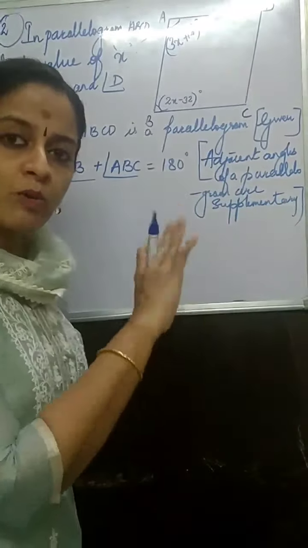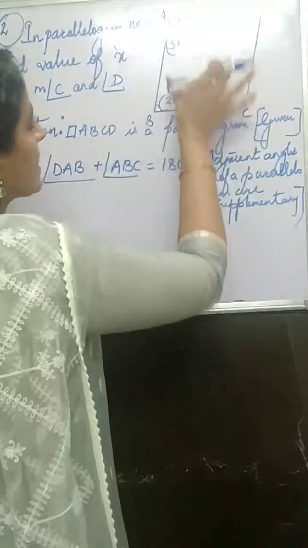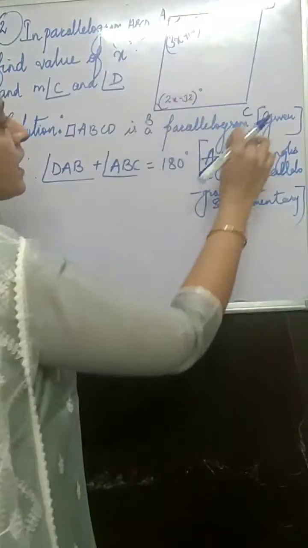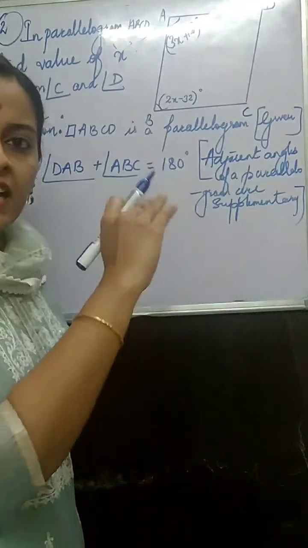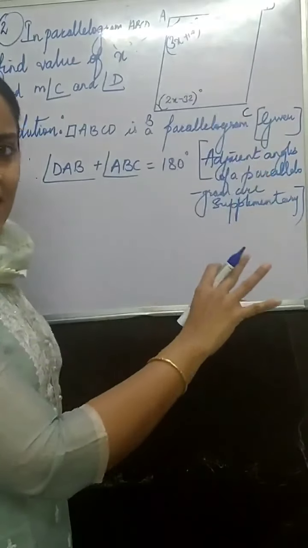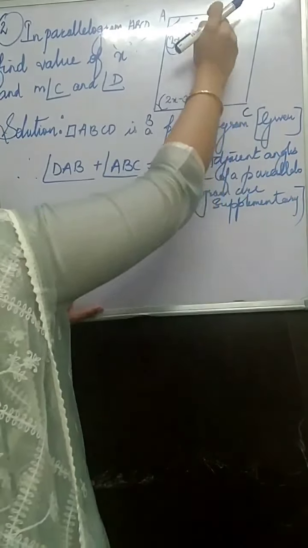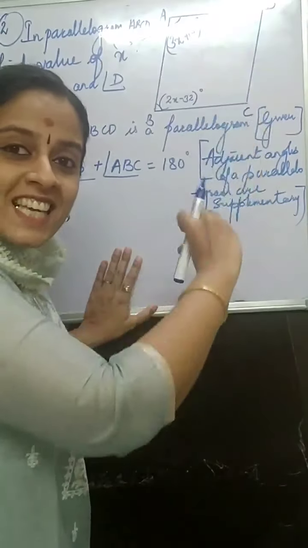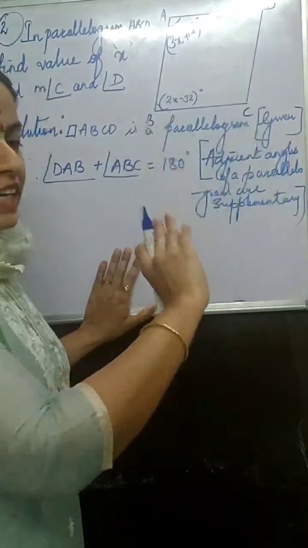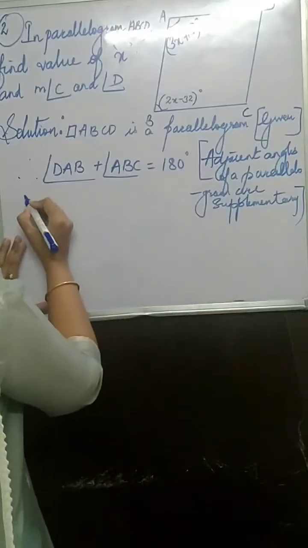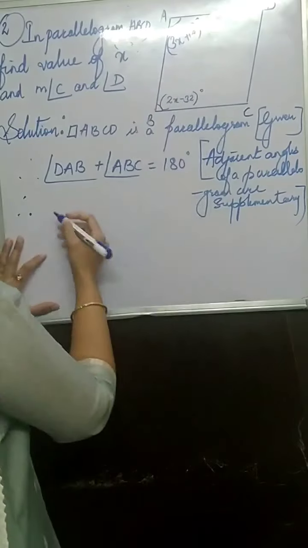In the previous sum, how did we solve? We took the parallel sides AD parallel to BC and then we said DAB plus ABC is equal to 180, interior angles. So if you write like this, there is no need to take the parallel sides. Directly you can write, this is a parallelogram. For a parallelogram, how much will the adjacent angles be? 180. The adjacent angles will be 180 degree. Okay, written?